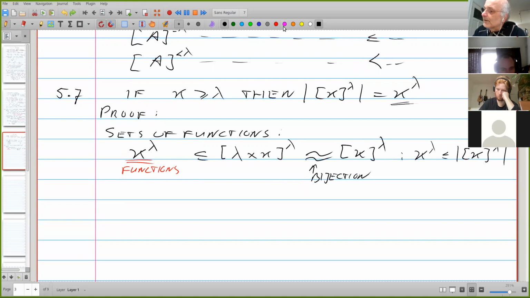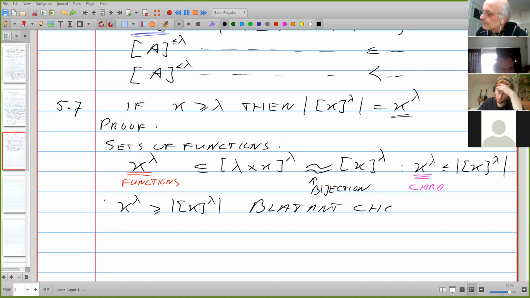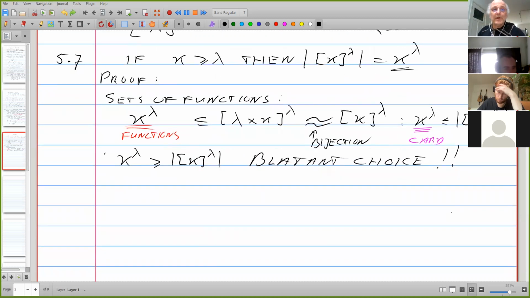So here, what was the color that I used? I forgot. But here it is. So that's one inequality. The other inequality really uses the axiom of choice in a very obvious way.